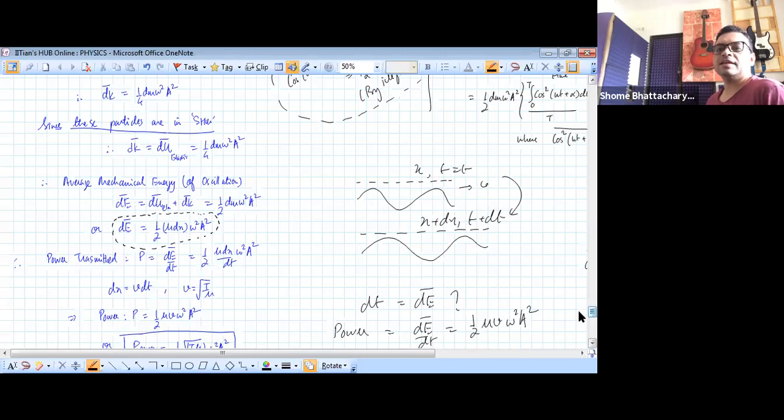Now, this average mechanical energy, whose energy is it? It is the energy of a section of the string of length dx. So between a time t and a time t plus dt, the section of the string which is oscillating is increasing in length from x to x plus dx. So in that time dt, how much extra energy has come? The power is the rate at which that energy is being supplied by the source. So that's why it's dE by dt, and that's how it becomes this.